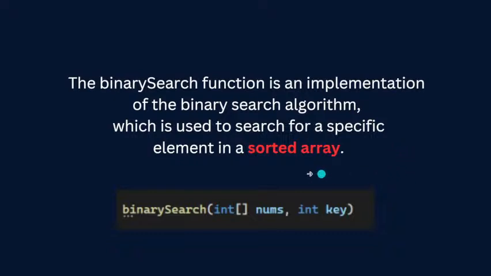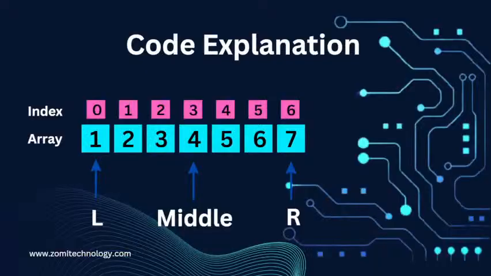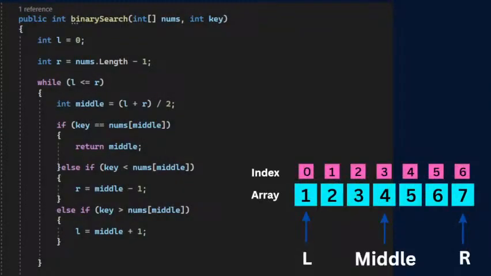The binary search function is an implementation of the binary search algorithm, which is used to search for a specific element in a sorted array. So we can only do a binary search in a sorted array. The function takes two arguments, the nums array, which represents the sorted array, and the key, which represents the element to search for. This is how we implemented the binary search function in C#.